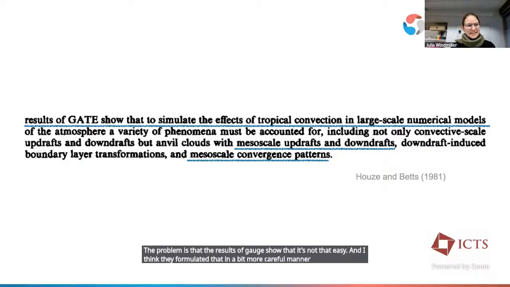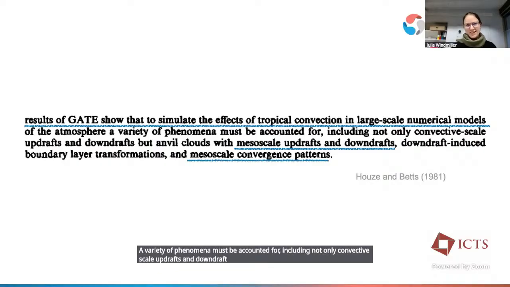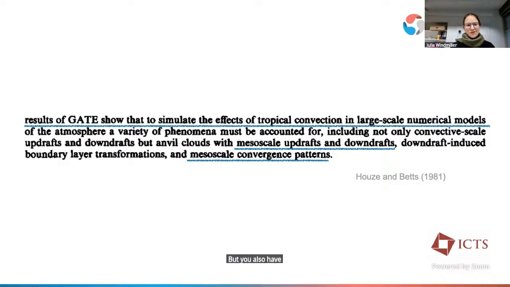They say the results of GATE show that to simulate the effects of tropical convection in large-scale numerical models of the atmosphere, a variety of phenomena must be accounted for, including not only convective-scale updrafts and downdrafts. So this is the thing we were talking about so far. You need to account for the clouds to understand this. But you also have to account for anvil clouds with mesoscale updrafts and downdrafts.